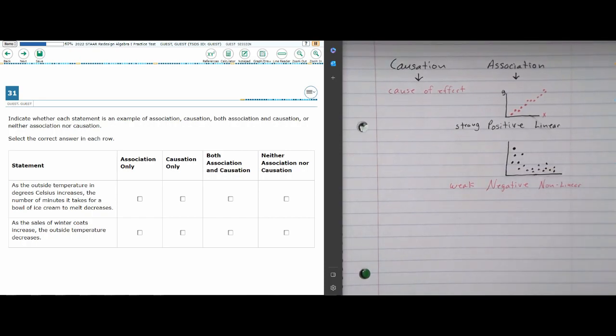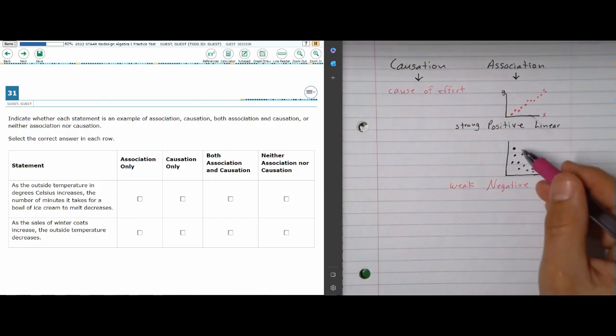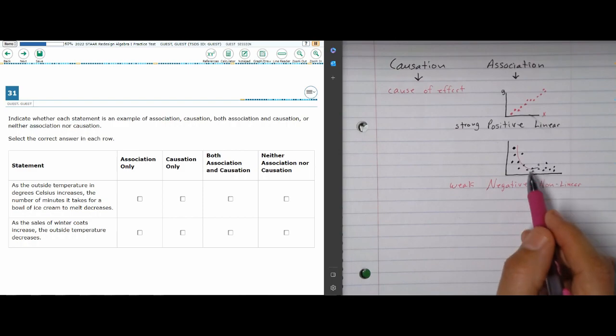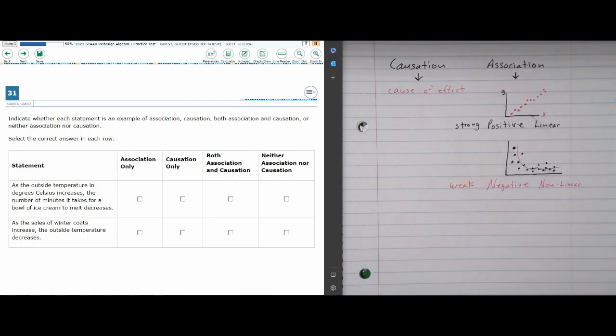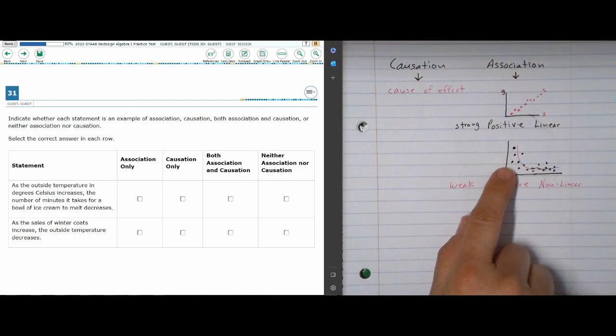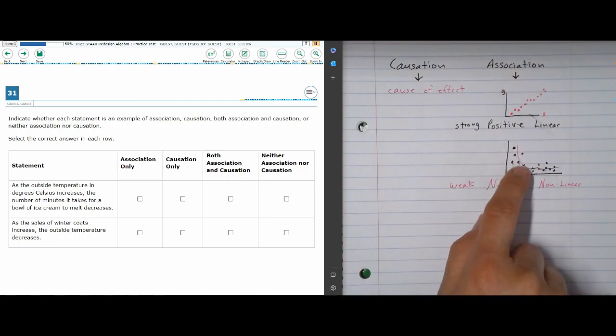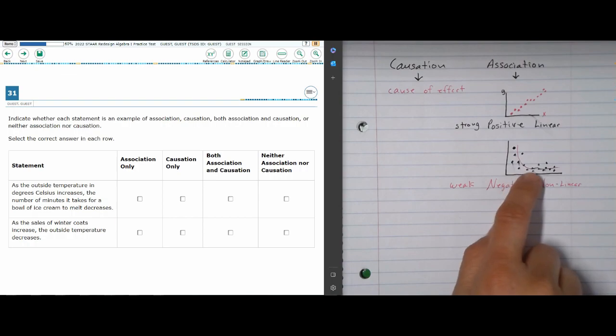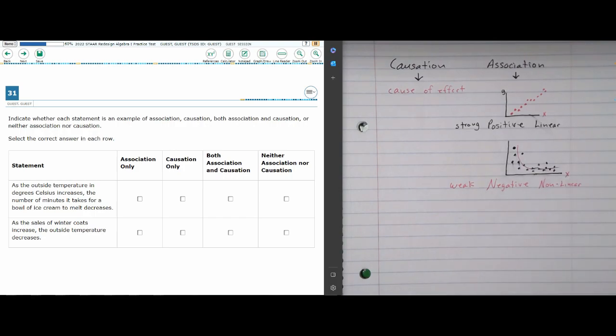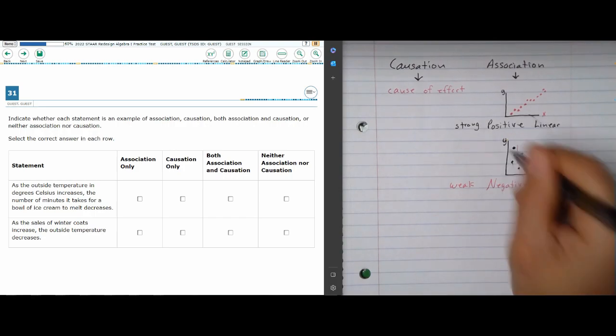So this is nonlinear because if you were to take a pencil, you would find that there's a curve in the data. There's a point where it kind of curves and then starts to flatten out. This is negative because as I move to the right, my values begin to decrease. So as x increases, the y values decrease. That being my x-axis and that being my y-axis.